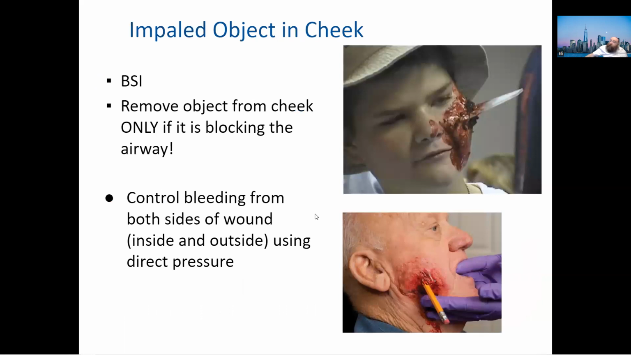So, impaled object in the cheek. You got some nice pictures tonight. Remember, if I'm going to go the opposite, if the object in the cheek is not blocking the airway, then leave it in. Just leave it in. I've seen test questions where they ask it that way. So leave it in. Okay?